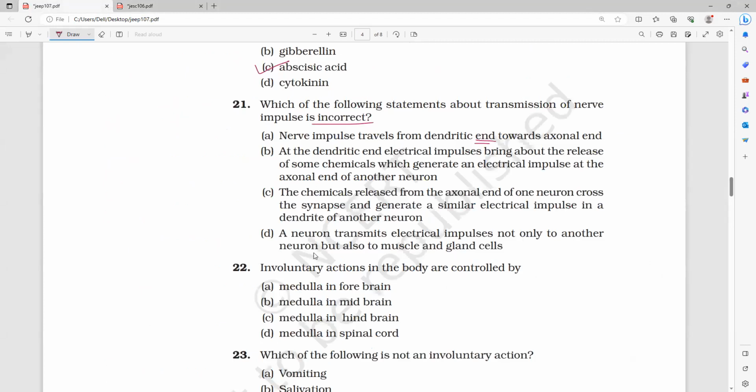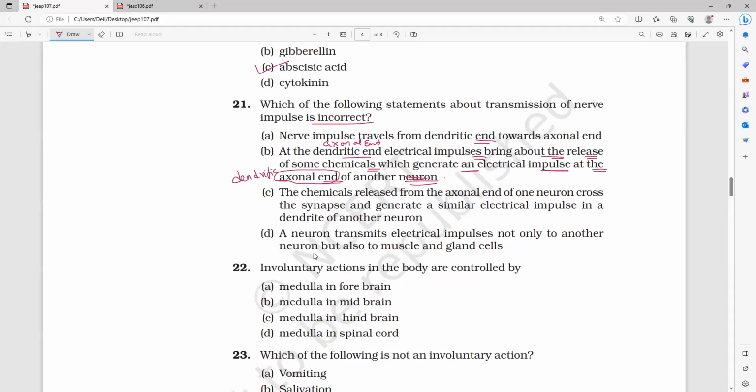Second one: at the dendritic end, electrical impulses bring about the release of some chemicals which will generate an electrical impulse at the axonal end of another neuron. Is the dendrite end releasing chemicals? I think these two words have been replaced. Am I right, everybody? At the axonal end, electrical impulses bring about the release of some chemicals, which will generate an electrical impulse at which end? Everybody? The dendritic end of another neuron.